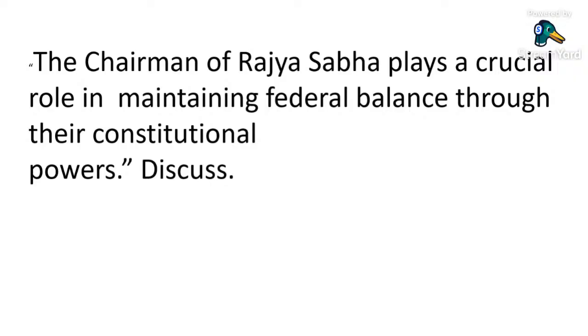Number one, legislative oversight on state-centric laws. It guides the deliberation on key federal issues such as Article 249. What is Article 249? When Parliament legislates on state matters in national interest, it is Article 249. Article 312, creating all India services that impact the governance.